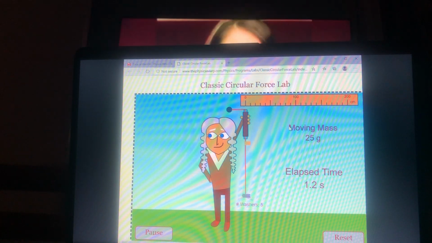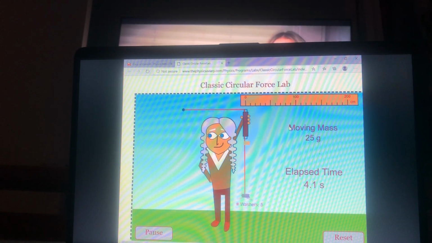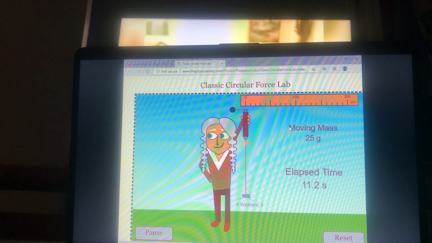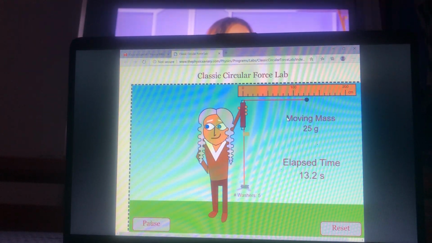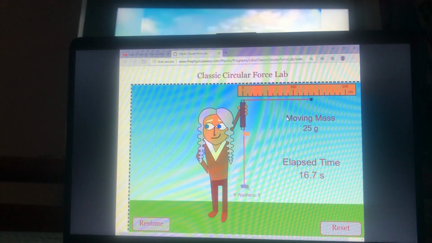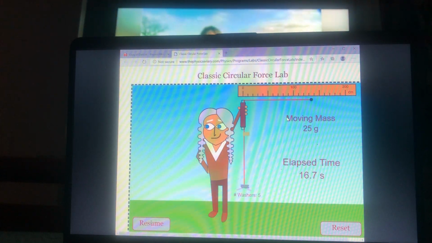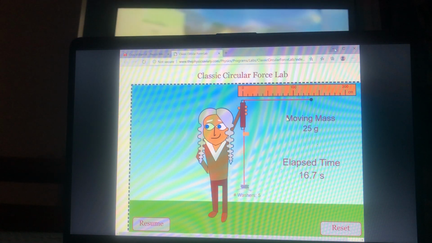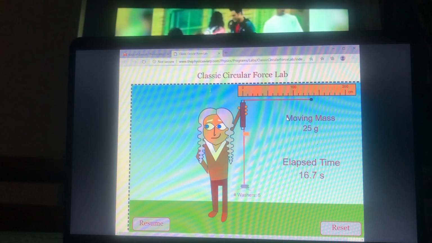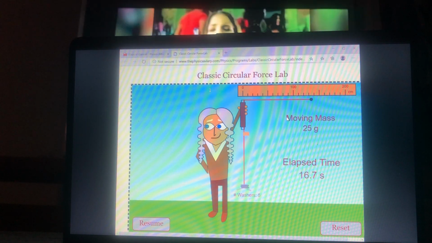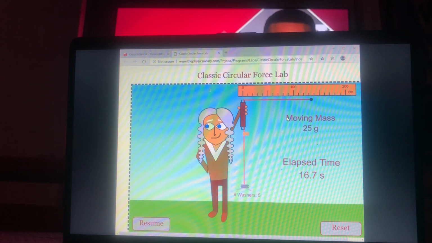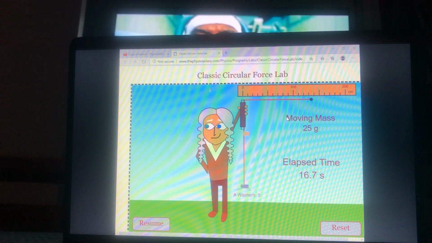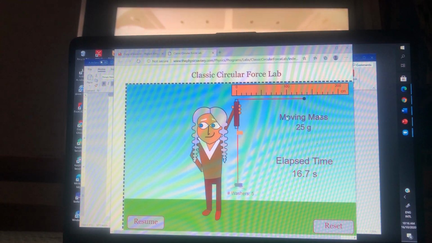And you want to time 1, 2, 3, 4, 5, 6, 7, 8, 9, 10. So 10 revolutions took 16.7 seconds. Very good. So that's what we want to do here. And then you're going to change the number of washers and repeat, and change the number of washers and repeat.